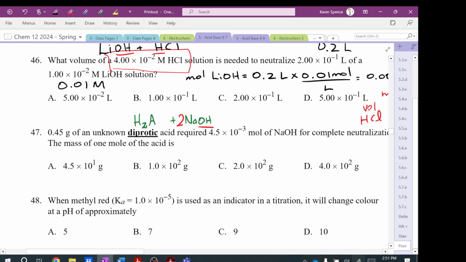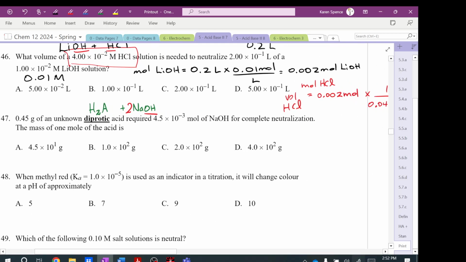Now, we have 4.5 times 10 to the minus 3 moles of NaOH. We need to figure out how many moles of the diprotic acid we have, because we want to find the mass of 1 mole, which is the molar mass, yes?